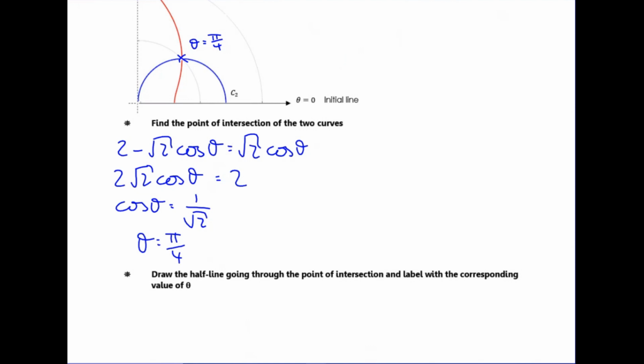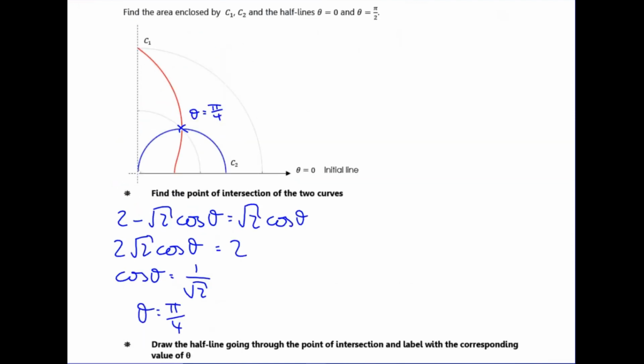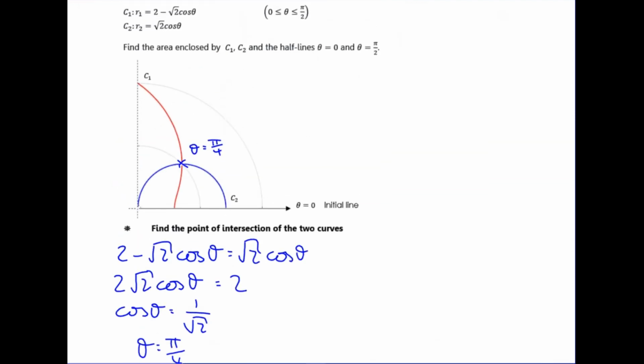So you've got to think carefully about what polar integration kind of means, and think carefully about what's happening with these curves. So let's think about the red one first. So let's think about C1. So when theta equals 0, we're starting out here. And then as theta increases, we're going up this curve until we get to pi over 4.